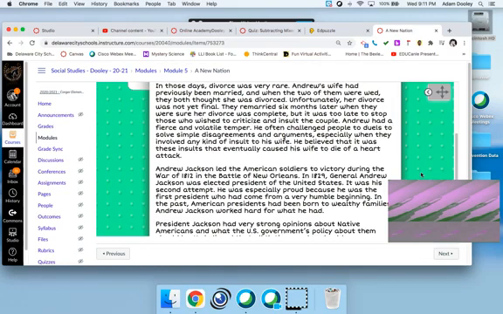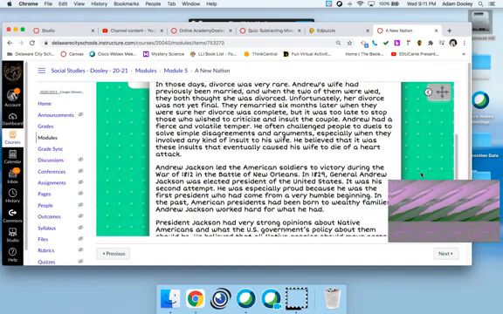In 1829, General Andrew Jackson was elected President of the United States. It was his second attempt. He was especially proud because he was the first president who had come from a very humble beginning. In the past, American presidents had been born into wealthy families. Andrew Jackson worked hard for what he had.